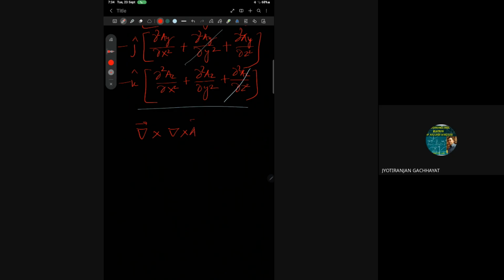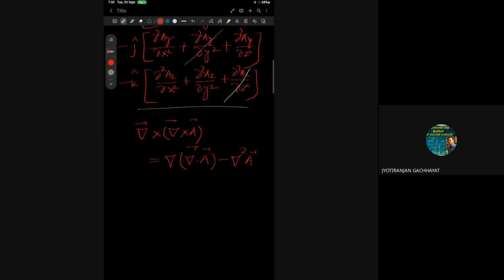del cross del cross a, this is equal to del of del dot a minus del square a, a is a vector.